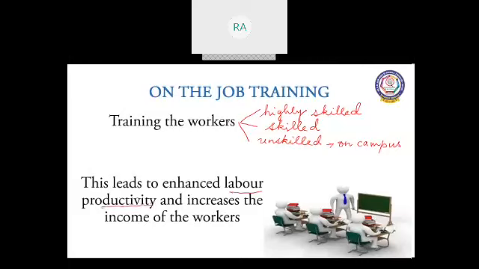Labor productivity is nothing but the capacity to increase the production, and this increases the income of the workers. When the income of the workers increases, it is quite natural that the national income of the economy increases.